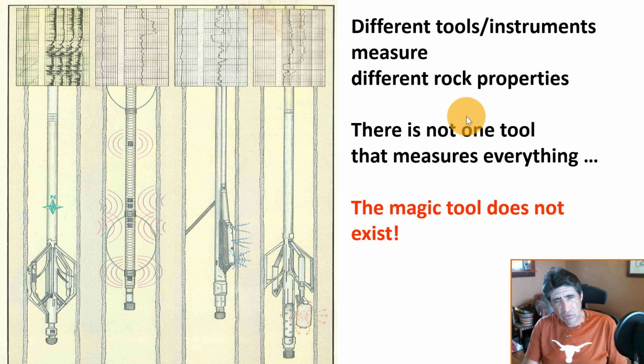So we have some of these possibilities, and these tools and instruments can run not only in vertical wells intersecting horizontal layers, but they can also go through high angle wells, horizontal wells. And that's a very important thing. And that's something that would be very hard to achieve collecting core samples.